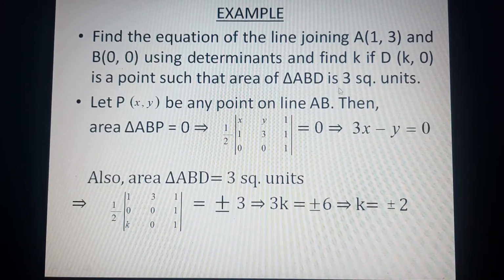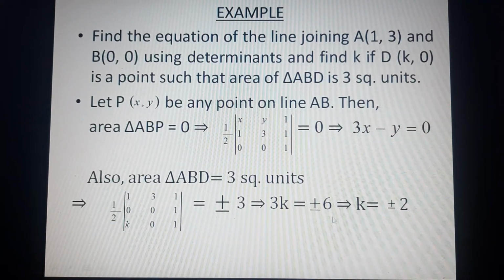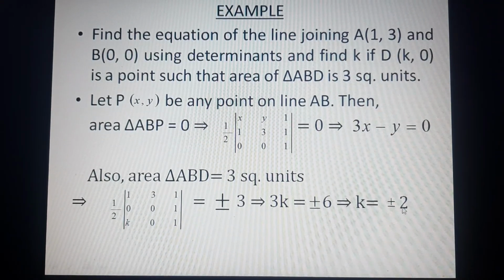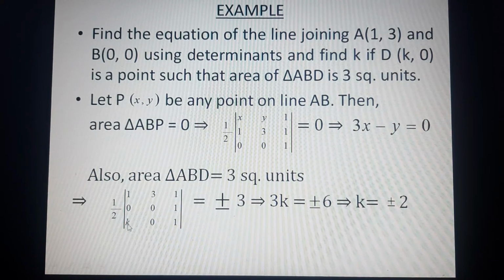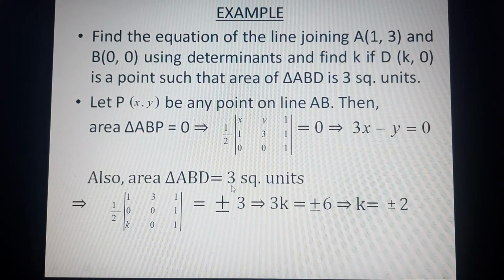So whenever the area is given, you have to take it as plus minus of the given value, so that you get two values, k is equal to plus minus 2. That is, if k is 2, then you will get the area 3, and if k is minus 2, then also you will get the area as 3.